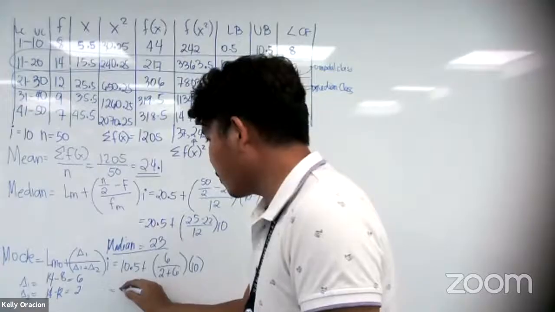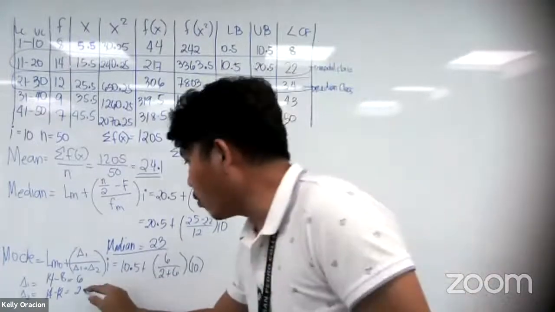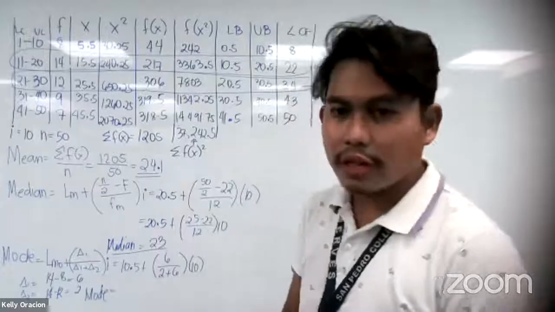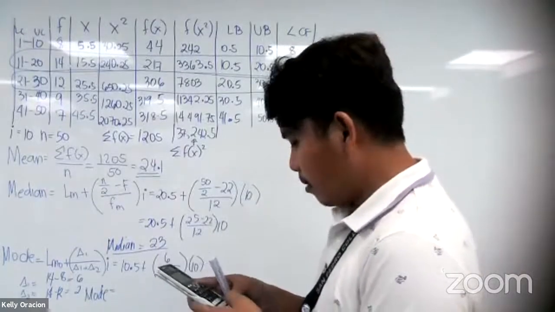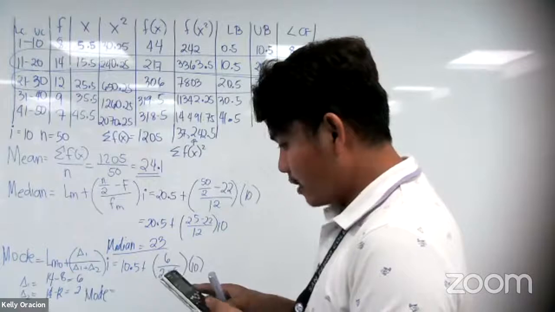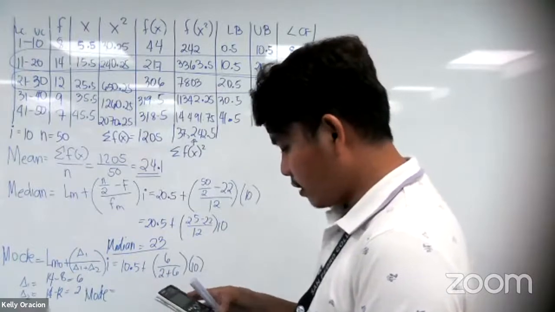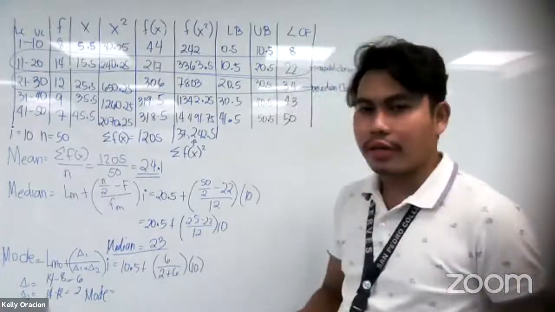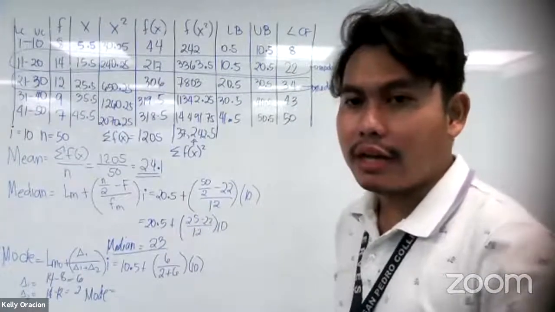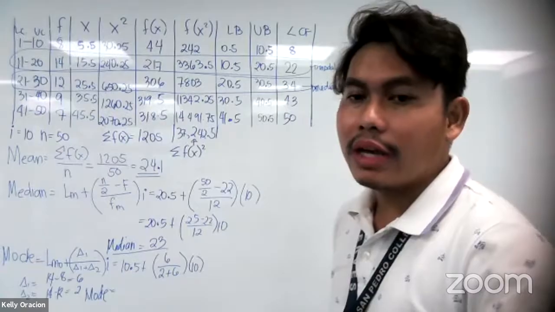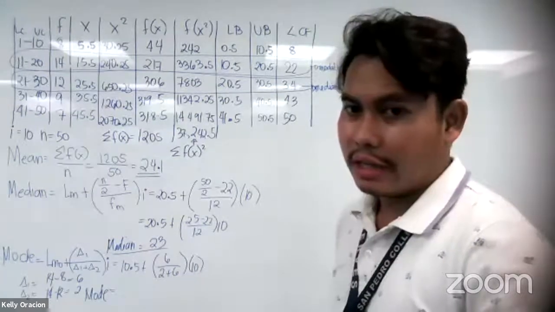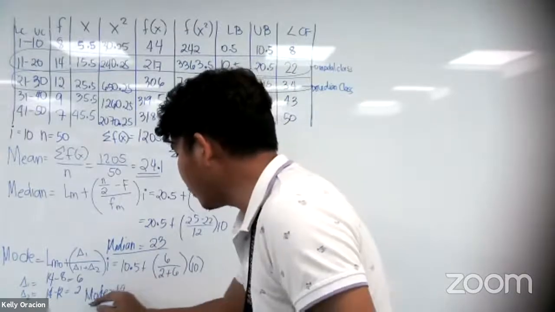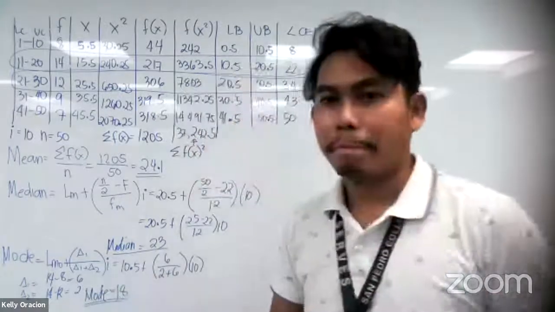That means the mode is, okay, solve nyo. The mode is 10.5 plus 6 over 2 plus 6 times 10. The answer is 18. Okay? The answer for the mode is 18. I-simplify na lang ito. And this is your mode.